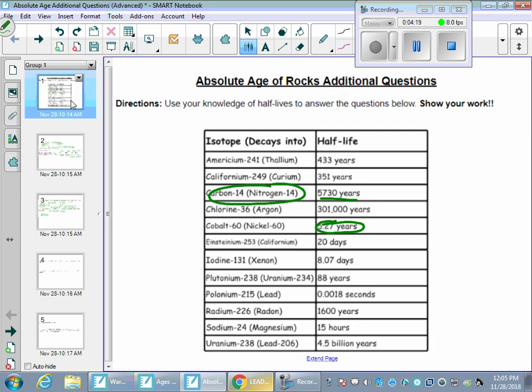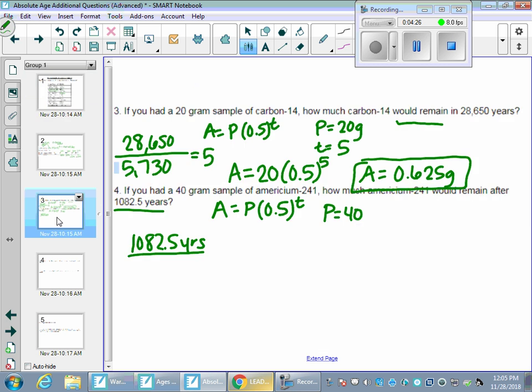So if I go back to the chart, I see americium-241 has a half-life of 433 years. So I'm going to divide this by 433. Now this one, when we divide, we don't get a whole number, which is fine. We would say 2.5. It's gone through 2.5 half-lives. So we know that T is now equal to 2.5. So we can put it in the equation. A, that's what we're solving for, is equal to what we started with, 40 times 0.5 to the 2.5 power.